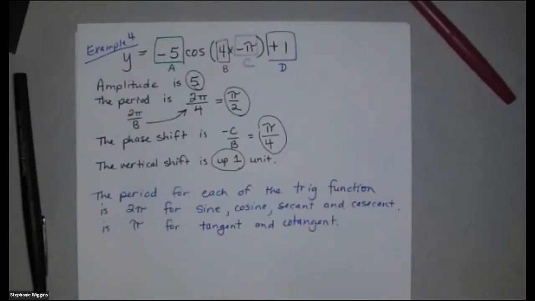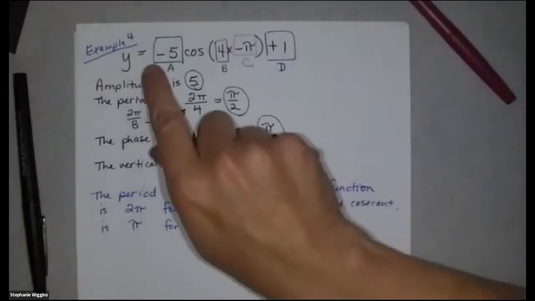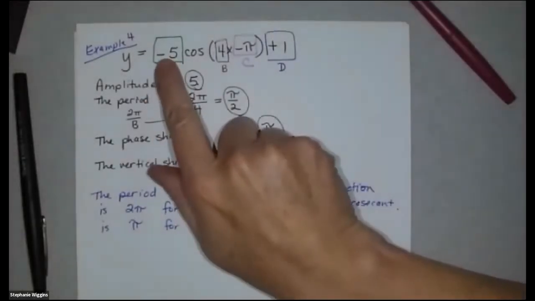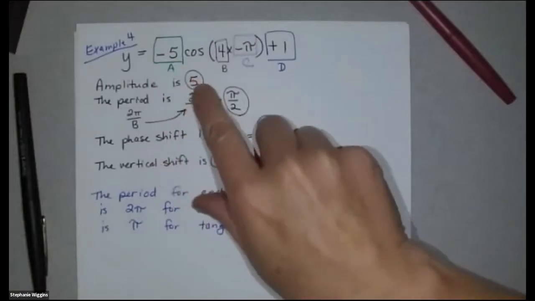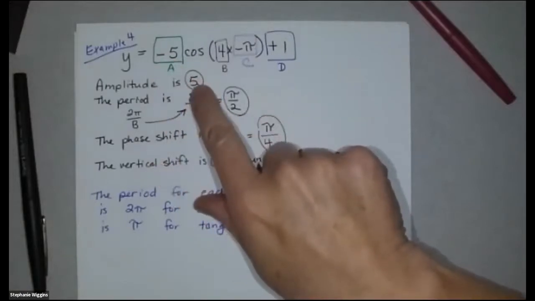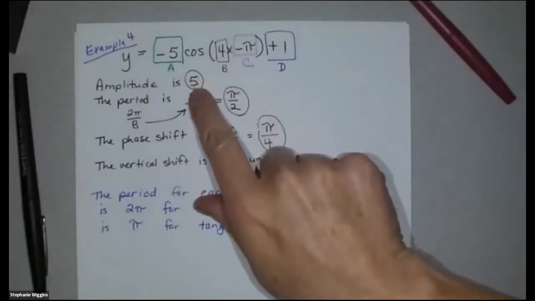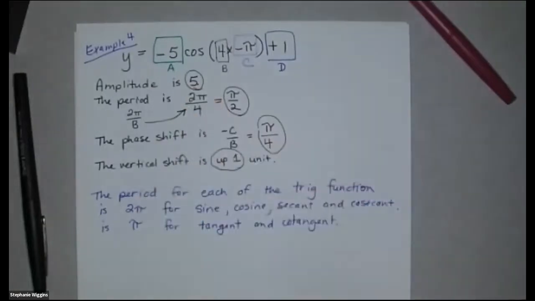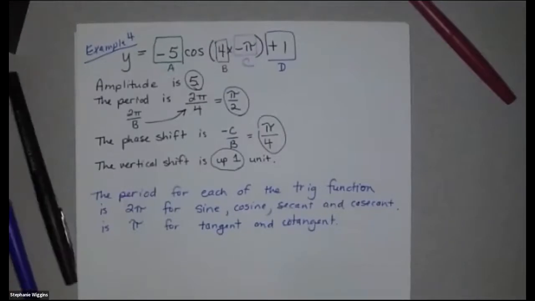Okay, let's see. Notice that this constant in front is negative, but the amplitude is still just 5, because the amplitude is a distance, and distance is always positive. Why don't we go ahead and graph this function in Desmos?